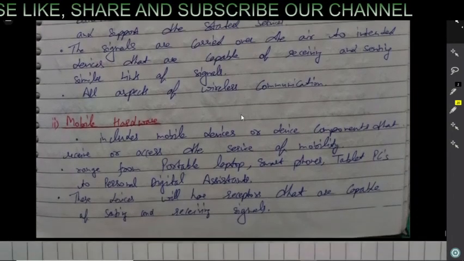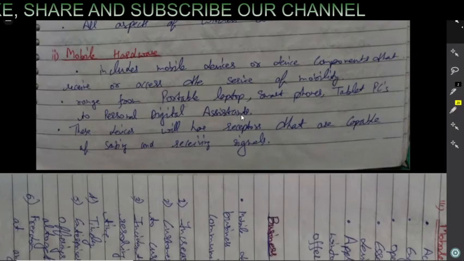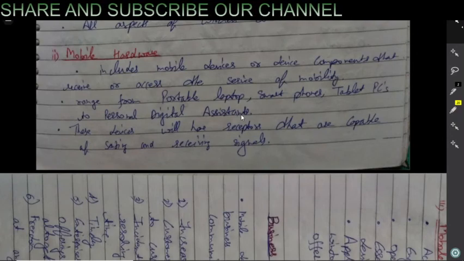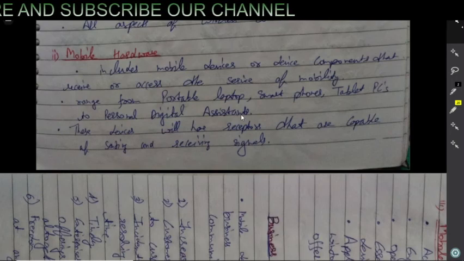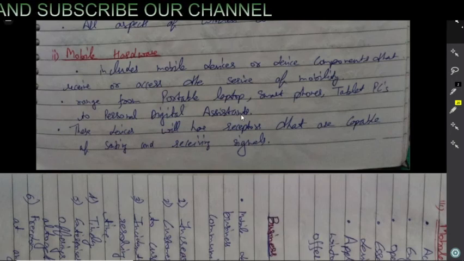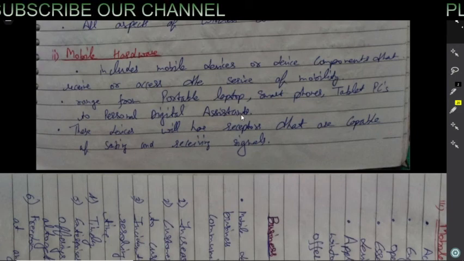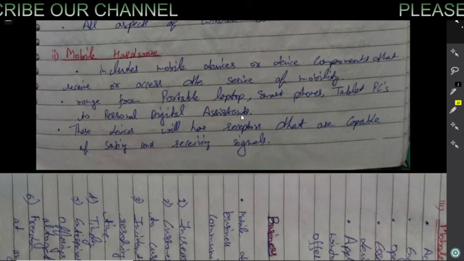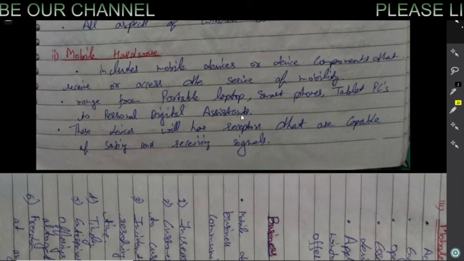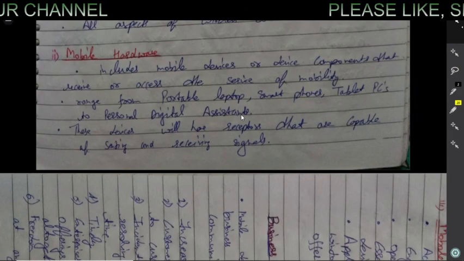Mobile hardware includes mobile devices or device components that receive or access the service of mobility, ranging from portable laptops, smartphones, tablets, and PCs to personal digital assistants. These devices have receptors that are capable of sharing and receiving signals.